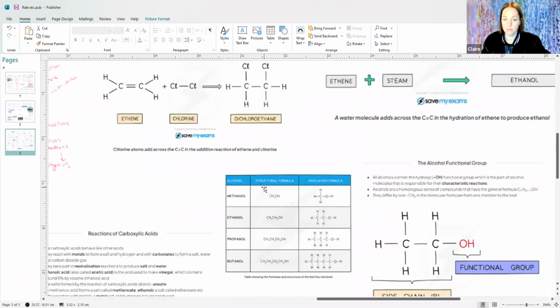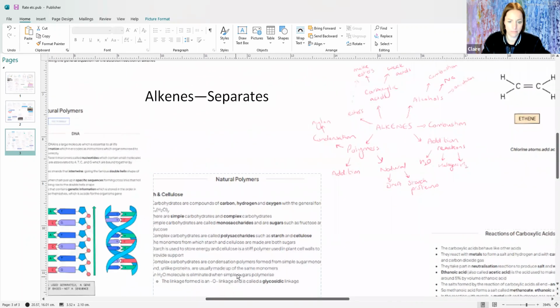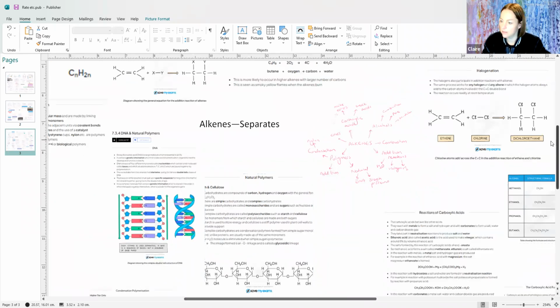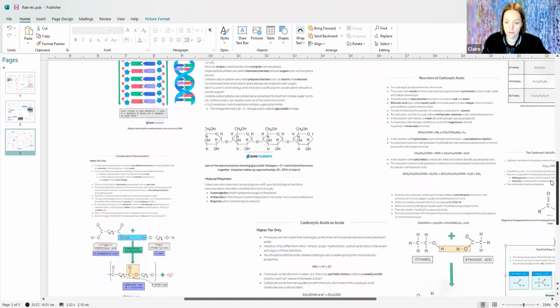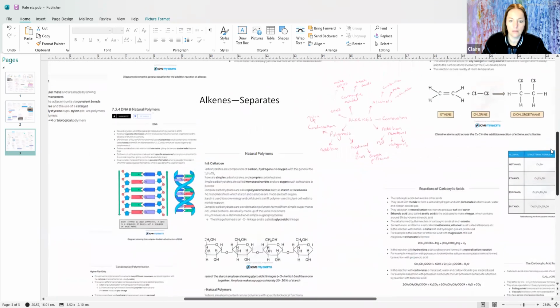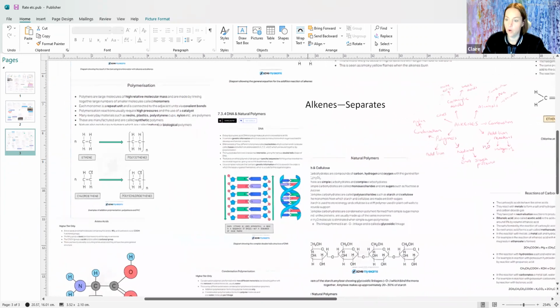Done the functional group, so I just want to go back to my little diagram. I think that was all the carboxylic acids. I think what's left is just the polymers. Let me just double check. I think everything else is done. Yeah, I think all we have to do now is go over polymers.